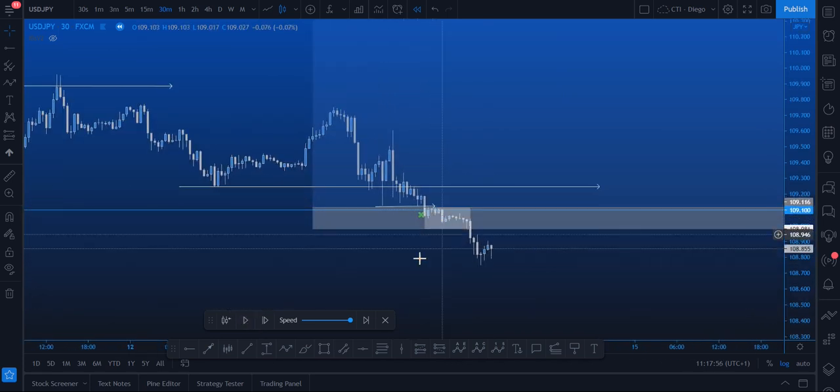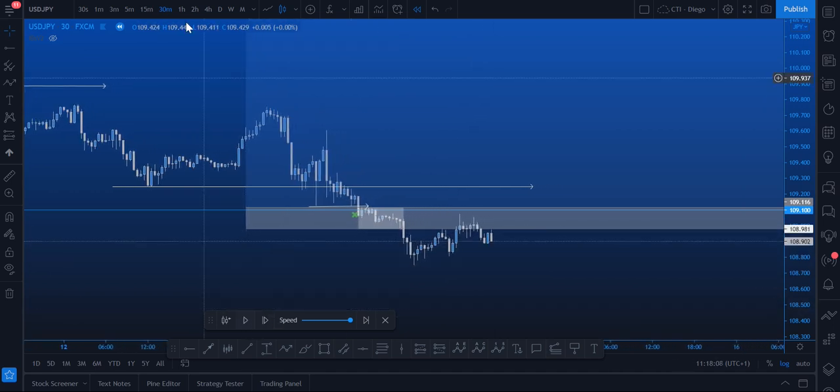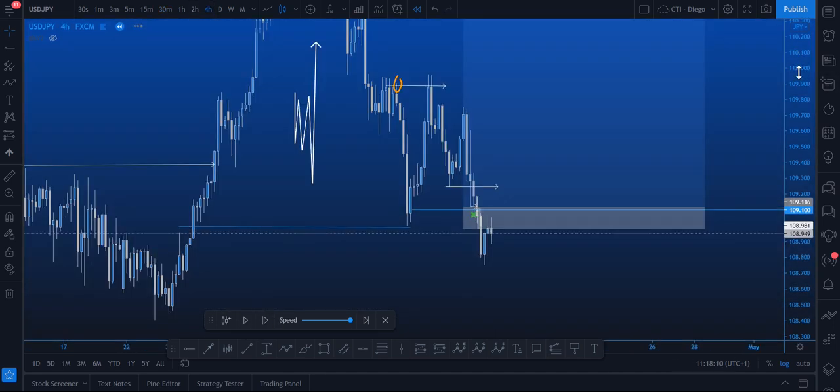Since then, it's just been dropping and dropping. And price just has been forming bearish structures. So we've got momentum, compression, momentum, compression, momentum, correction. So I'm not interested in this trade. So that was the thought process on dollar yen.